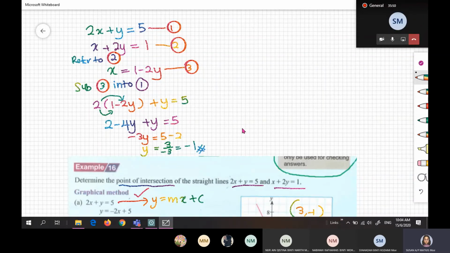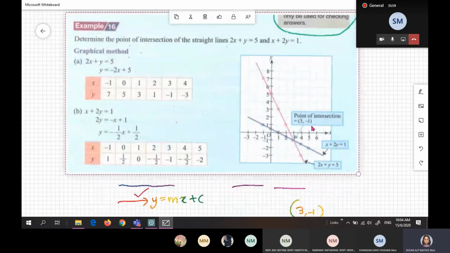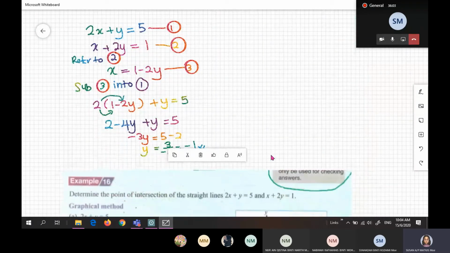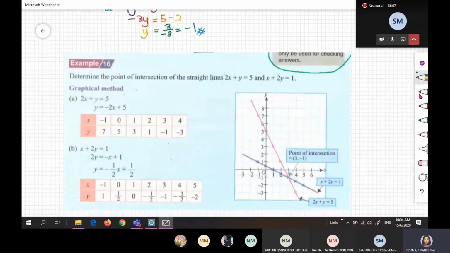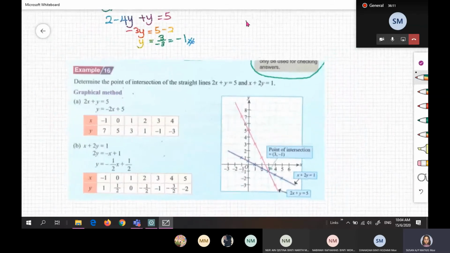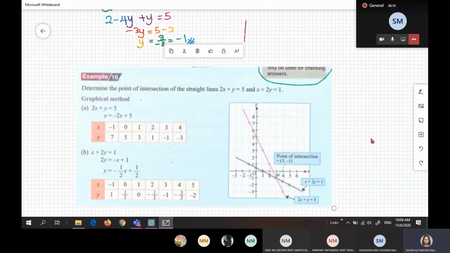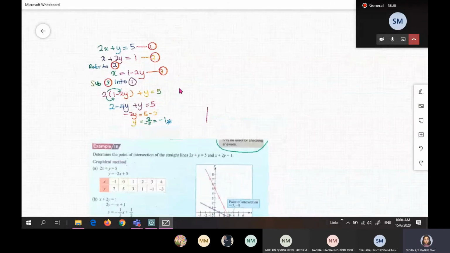So if you refer to the graph just now, can you see that? What's the value of y? Negative 1. So let's see if you still get the value of x. Once you get the value of y, the rest of the thing is going to be easy. So how do you find the value of x?